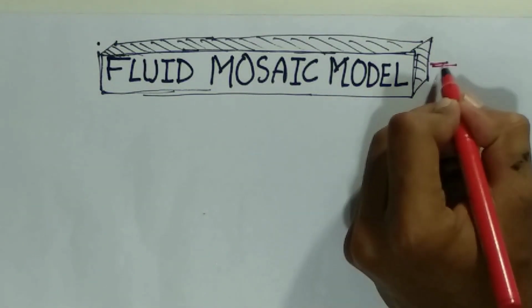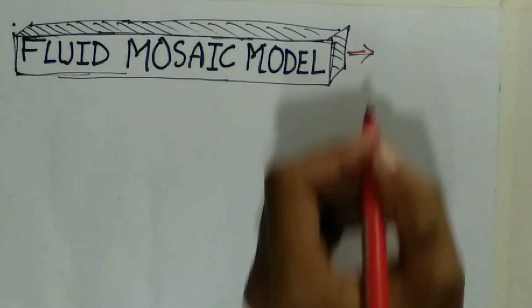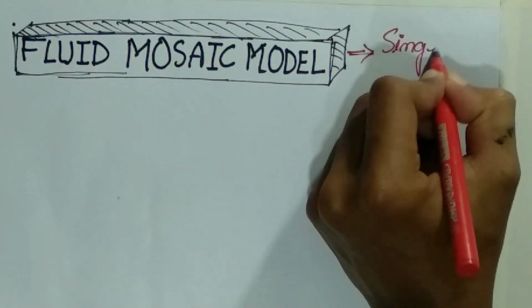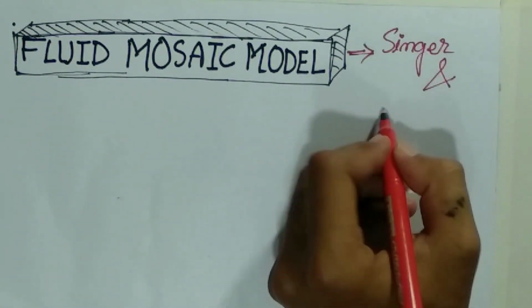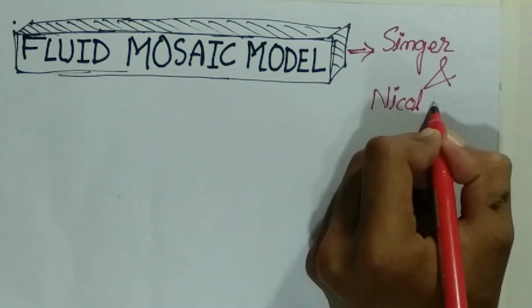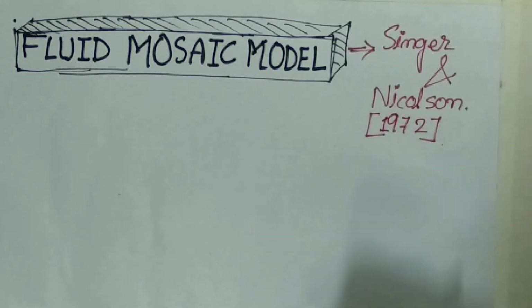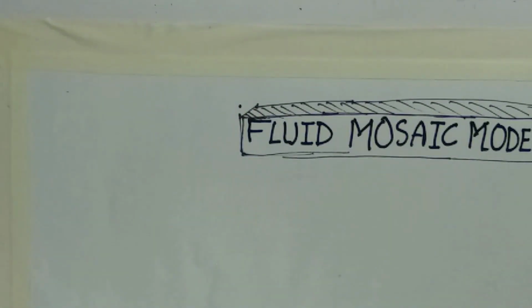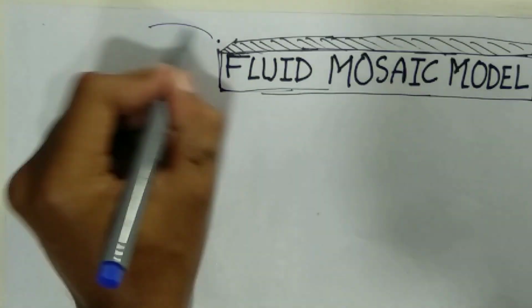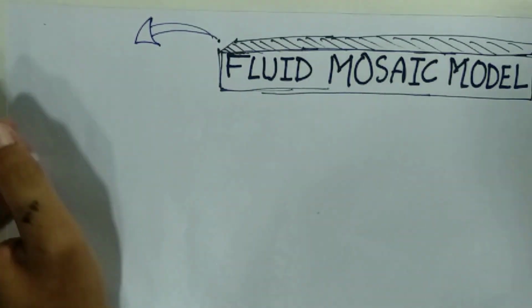This model was given by Singer and Nicholson in the year 1972. According to the fluid mosaic model, proteins are arranged in the phospholipid layer in a mosaic pattern.